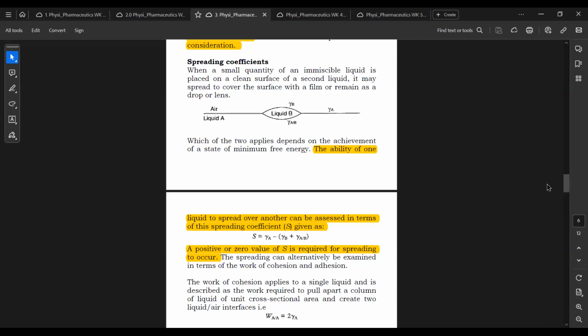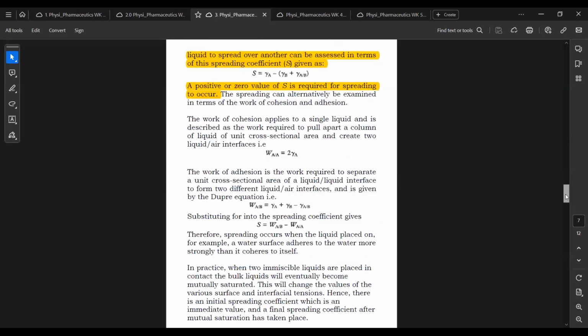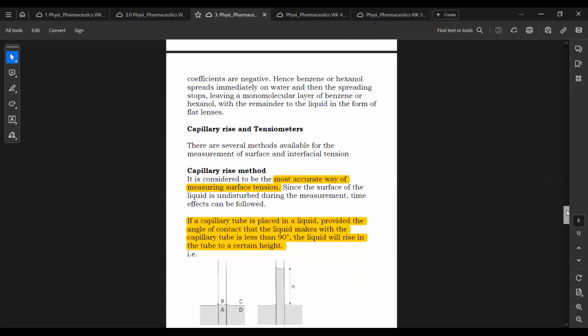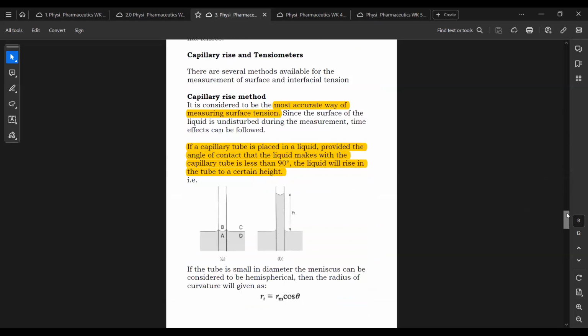Now that is what we said here, and spreading will occur only if the work of adhesion is greater than the work of cohesion. I think that is also very, very important. Then we talked about capillary rise and tensiometers.